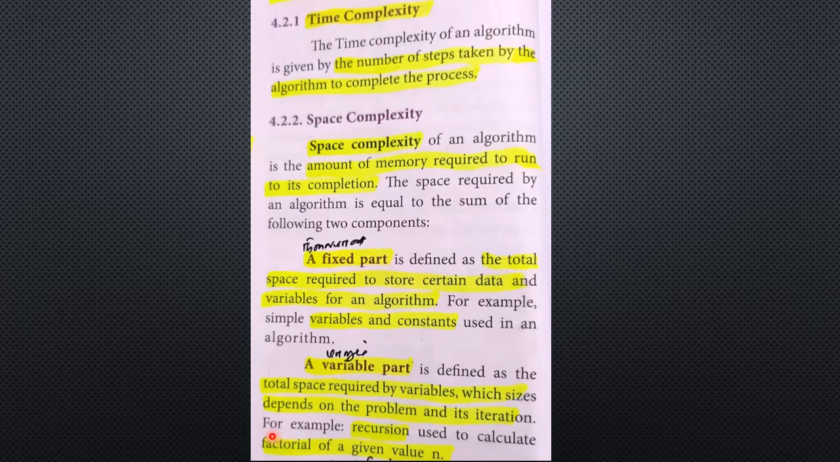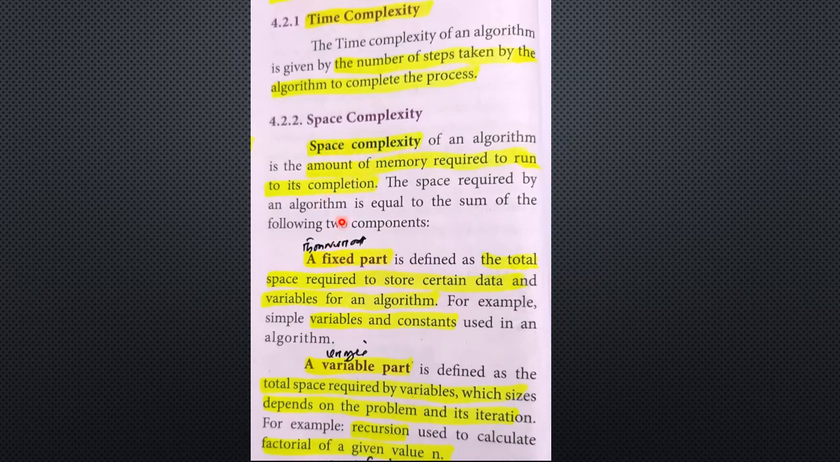Next we can see the time complexity: the number of steps taken by the algorithm to complete the process. Suppose you take an algorithm, how many steps are given to complete the process, that is taken as the time. So it is called time complexity. The space is the amount of memory required to run to completion. Whatever values and variables we store, it is taken into the process. So that is the space complexity.